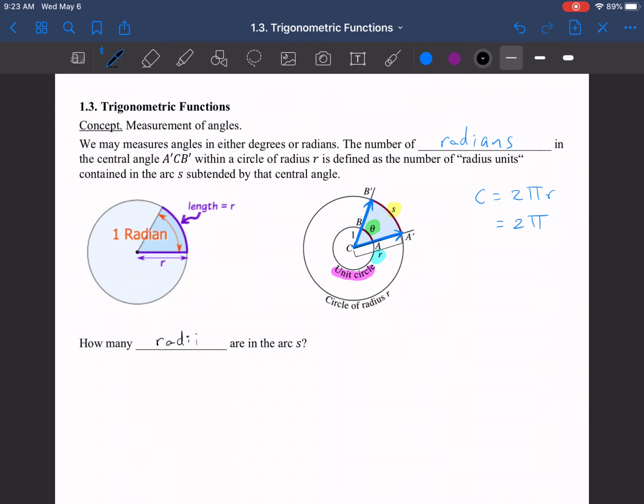And we can do that with this equation right here. S equals r theta. This only works if you're in radians. This equation does not work if you are in degrees. So make sure you're in radians. And if we do that, this will also tell us that theta equals S over r, and we can see then that as we increase r, S is going to increase proportionally.